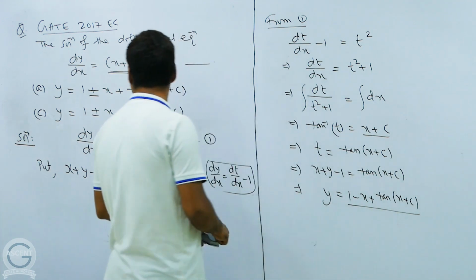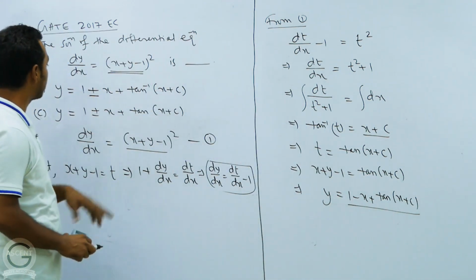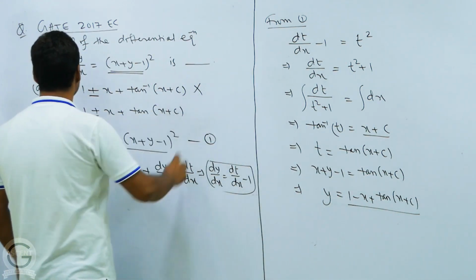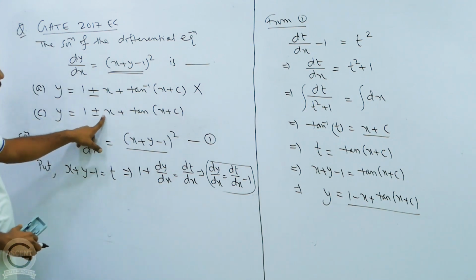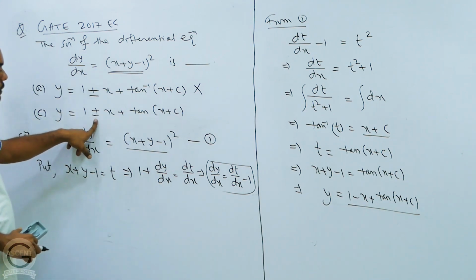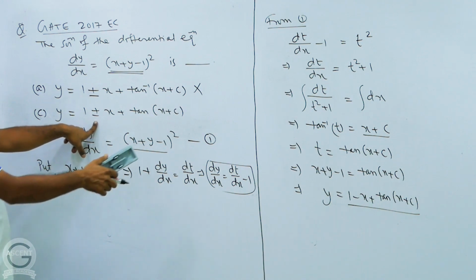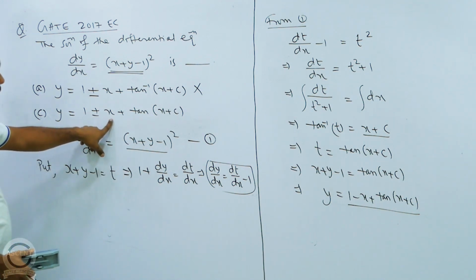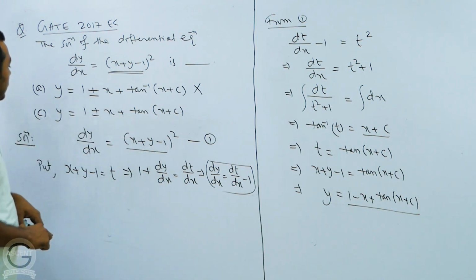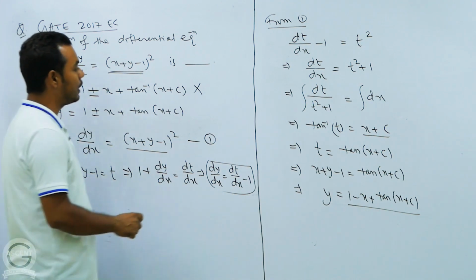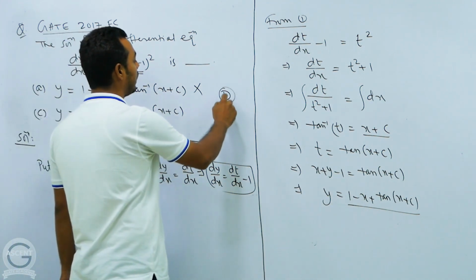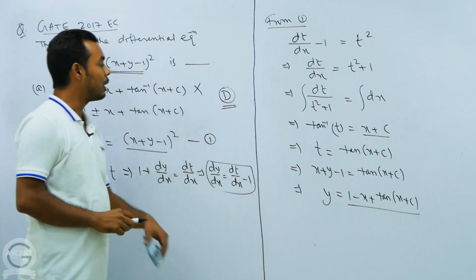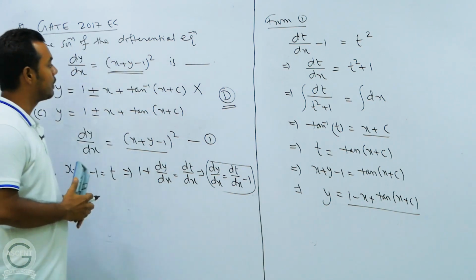Now you can see that options A and B are with tan inverse of (x plus c), so this is incorrect. Option C is with a plus sign here, and option D is with a minus sign. You can see that y is 1 minus x plus tan of (x plus c), so this minus sign is nothing but option D. So for this question the correct answer is option D. Now after this we'll talk about homogeneous differential equations.